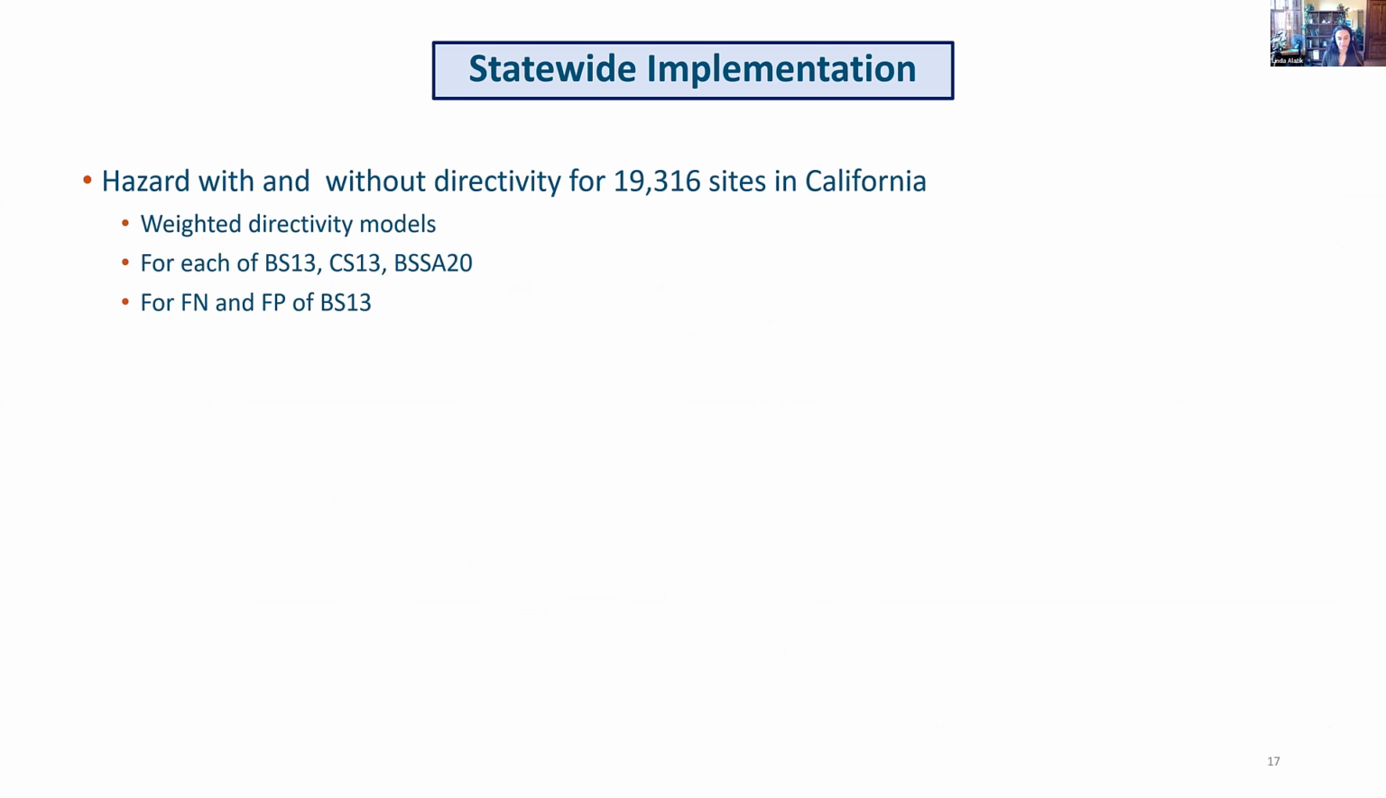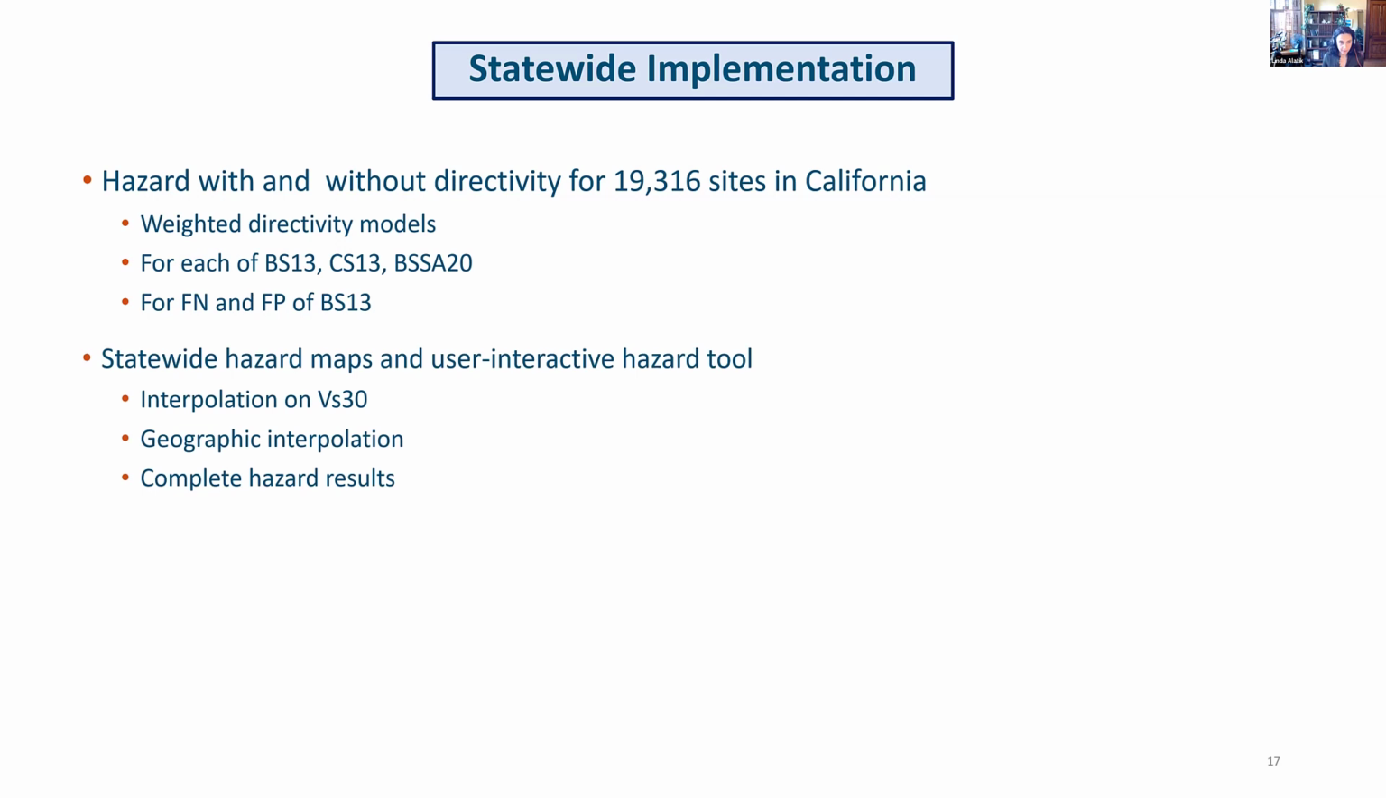In conclusion, we have computed the hazard at all these sites with and without directivity. We have generated directivity results for the weighted version of the directivity models, as well as for each of the 3 models. We have also computed the hazard for fault normal and fault parallel using the Bayless and Somerville 2013 model. It's the only model that allows the calculation of FN and FP. And so Sylvia kindly took all of these terabytes of output data and made something very useful out of it, and she's going to talk more about that.